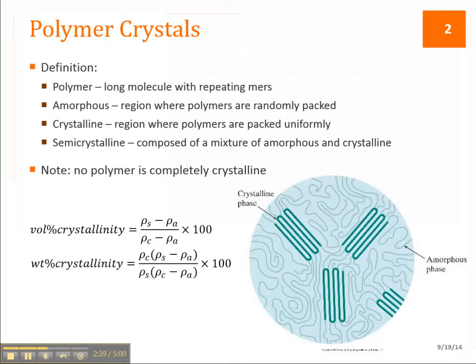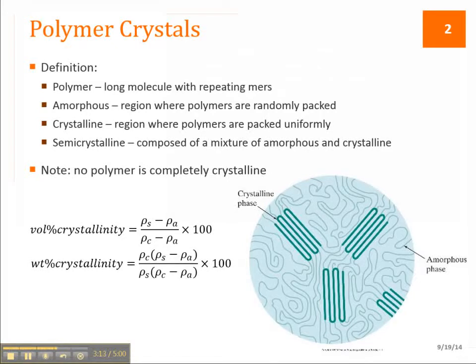So rho S is the semicrystalline density that you would measure if you had a polymer that had both regions. Rho A is the amorphous density. So that would be if you had an amorphous version of that same polymer, what would its density be? And rho C is the crystalline density, which is theoretical, because you can't actually have a purely crystalline polymer to measure the density of, but you can figure it out, and we can look it up on tables.